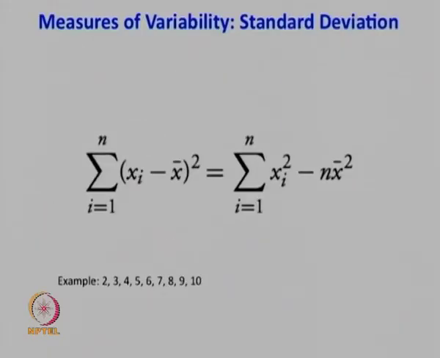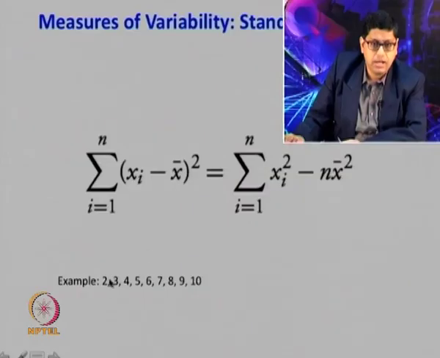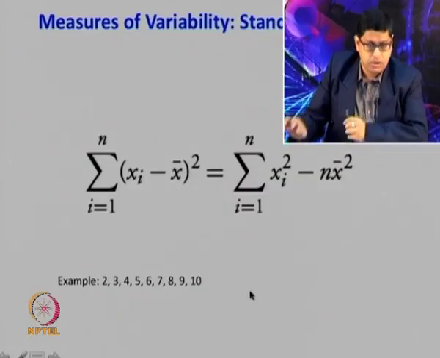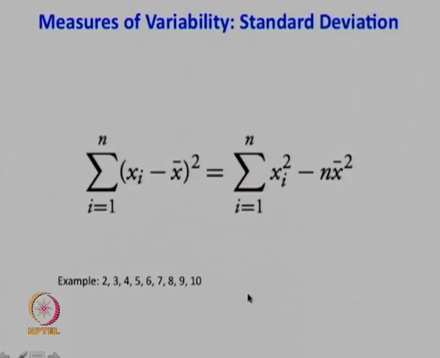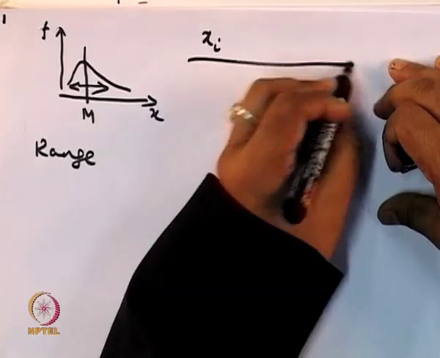We then derived this expression: when you compute the summation of xi minus x bar whole square, it is exactly the same as calculating this particular term, which is summation x square minus n times x bar square. So, let us just take this particular example and see whether this holds good or not. Okay. So, let me write down the values.